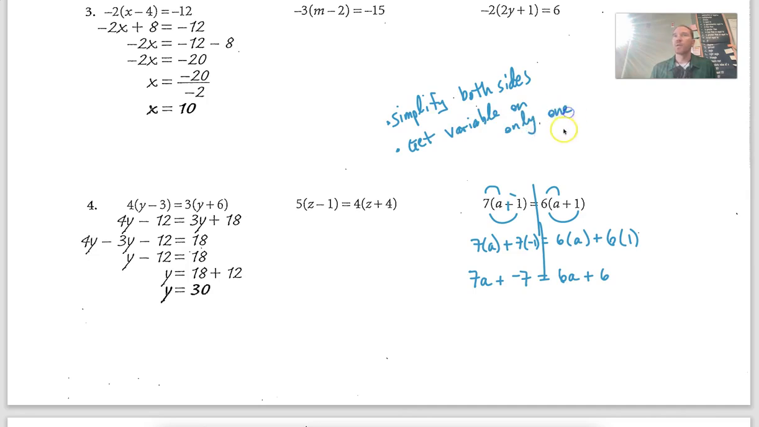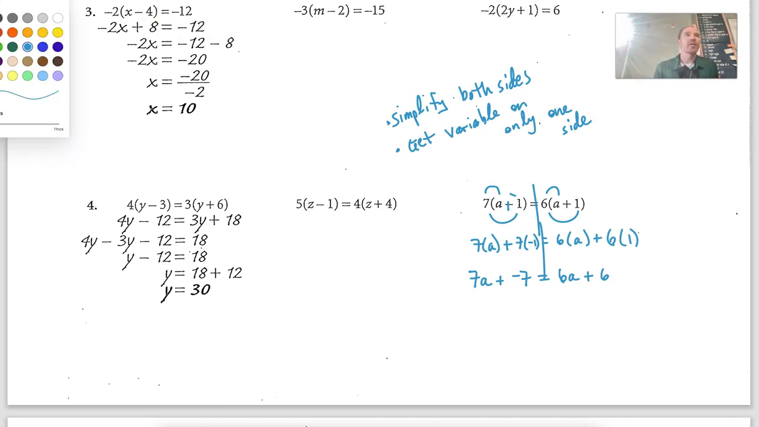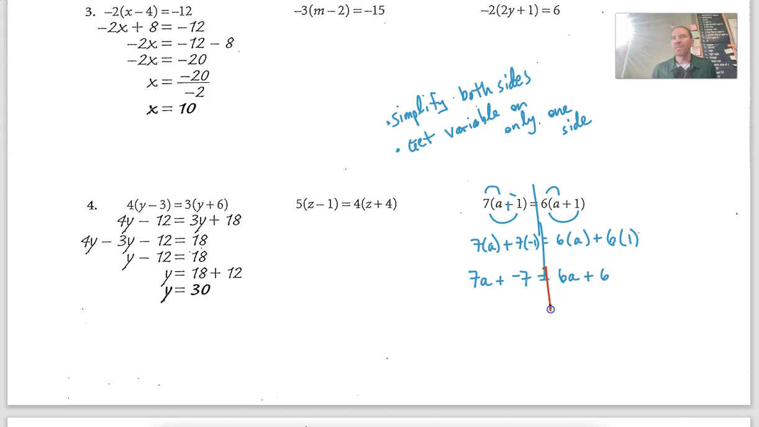And it's up to you, and I'll talk a little bit about if there's a smarter way to do this. I think, and I'll explain here in a moment, it's going to be smarter to keep the variable on the left, meaning get rid of the 6a on the right. Remember, you can add or subtract the variable. There's 6 apples over there. If I take away 6 apples, no more apples. I got a balance though. I got to take away 6 apples over there.